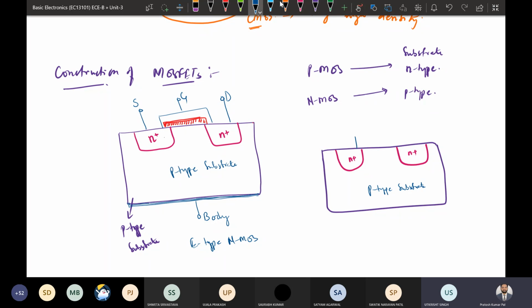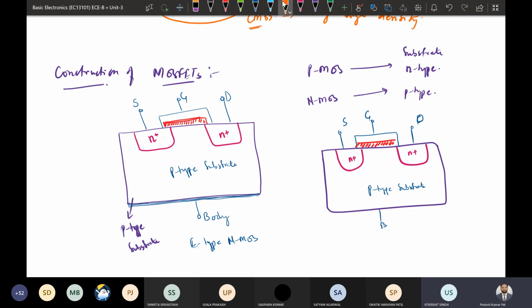and here this is gate. So this gate will be having an oxide, so there is oxide, and this is your metal. Okay, so suppose this is your metal. Okay, gate terminal, source terminal, and drain terminal, and this is your body.